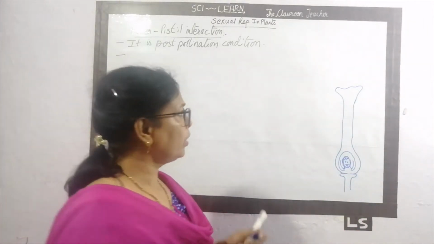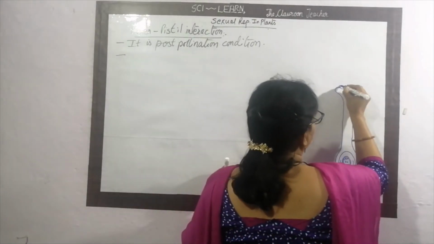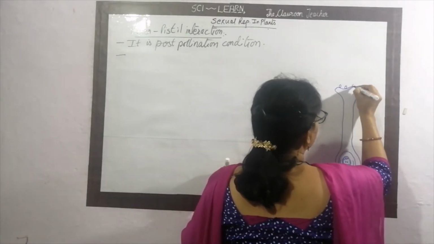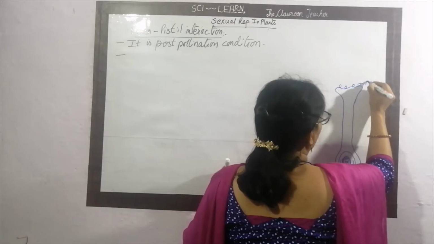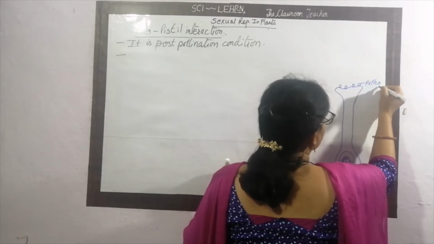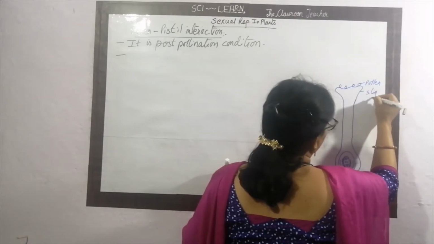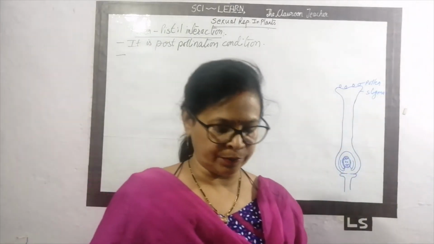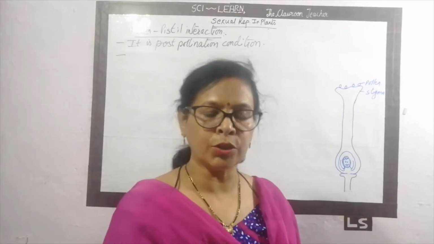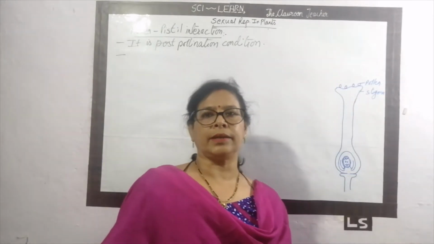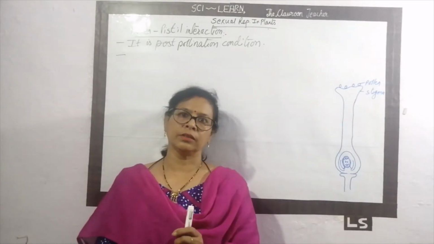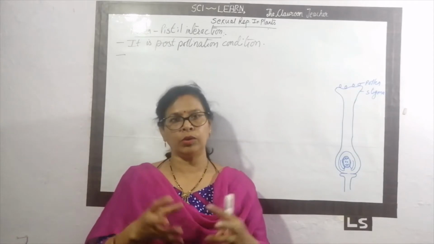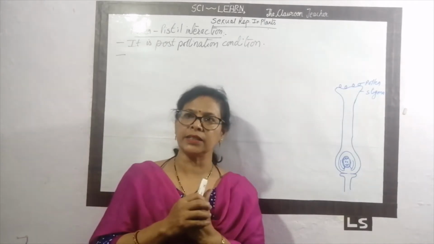Okay, the pollen reaches the stigma. What is the pollen-pistil interaction? This is the pollen. It reaches the stigma. So this is the process after the pollination. Now what happens? The pollen reaches the stigma. At this time, they interact with each other. Pollen and pistil interact with each other.